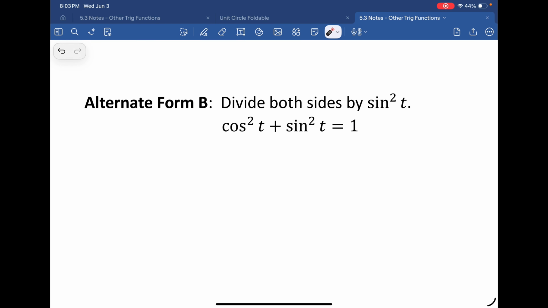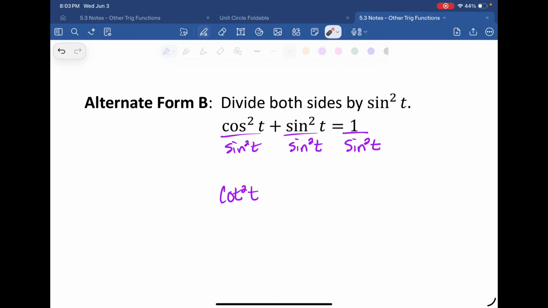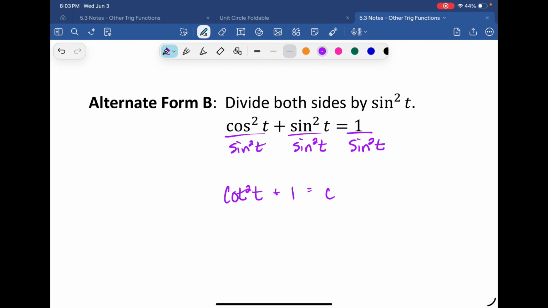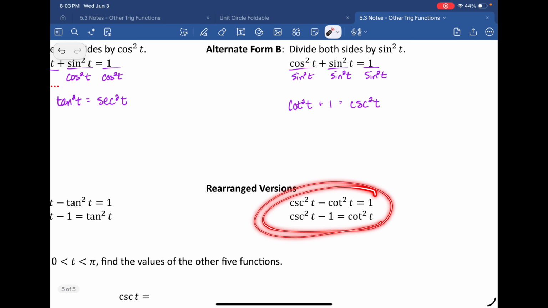We can also rearrange that cosine squared plus sine squared by dividing everything through by sine squared. Okay, cosine over sine is cotangent. Cosine squared over sine squared, cotangent squared. Sine squared over sine squared is 1. 1 over sine squared, that's reciprocal. Reciprocal of sine is cosecant. And of course, all the rearranging of that. But this one is that primary one.